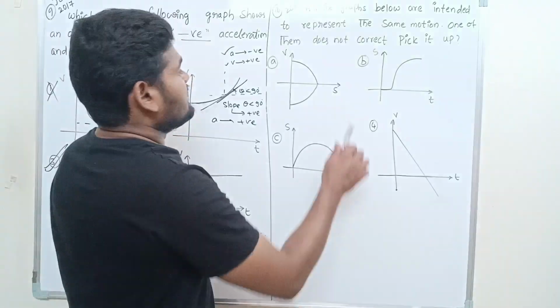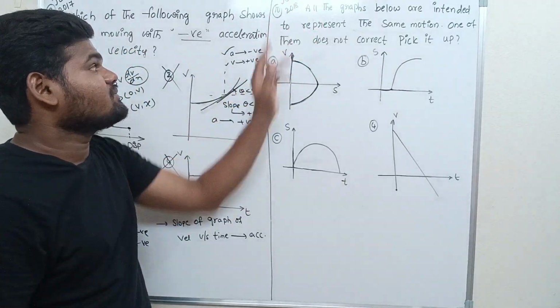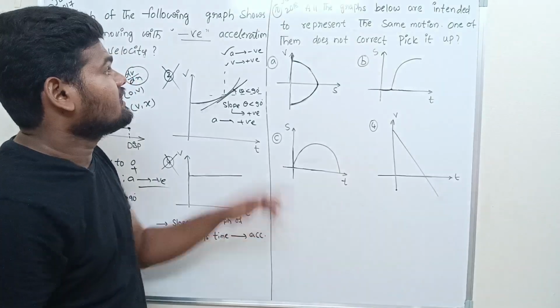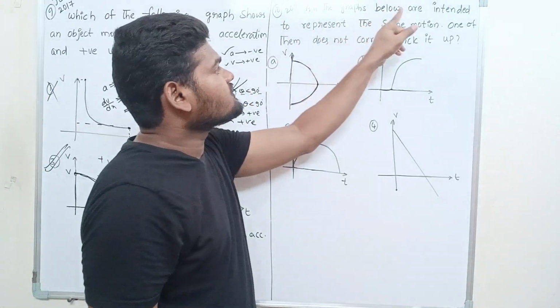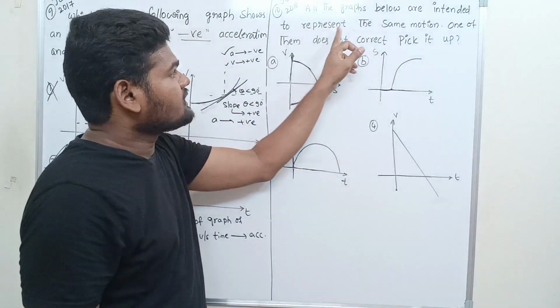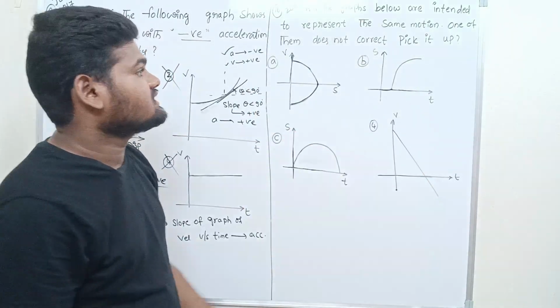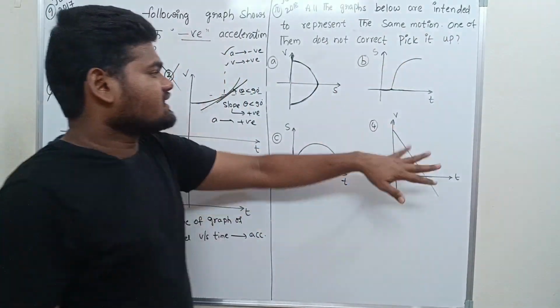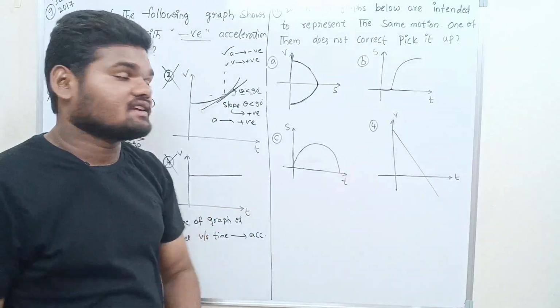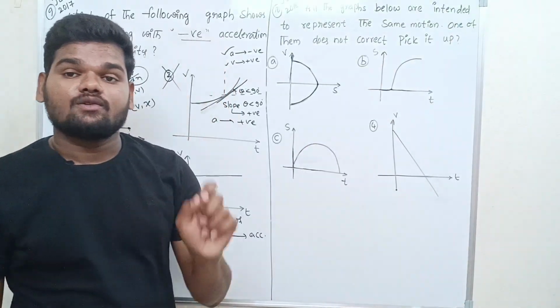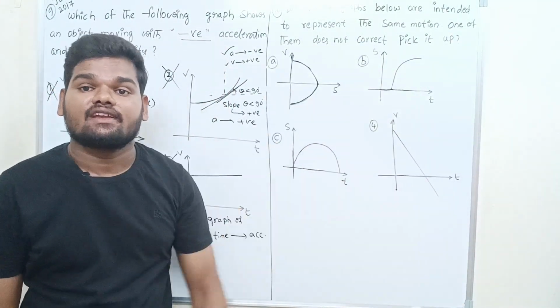This 10th question is a JEE Mains 2018 question. What they have given: all the graphs below are intended to represent the same motion. All graphs are representing the same motion of the object. One of them is not correct. In these 4 graphs, one is incorrect. So we have to choose the wrong graph from the given graphs.